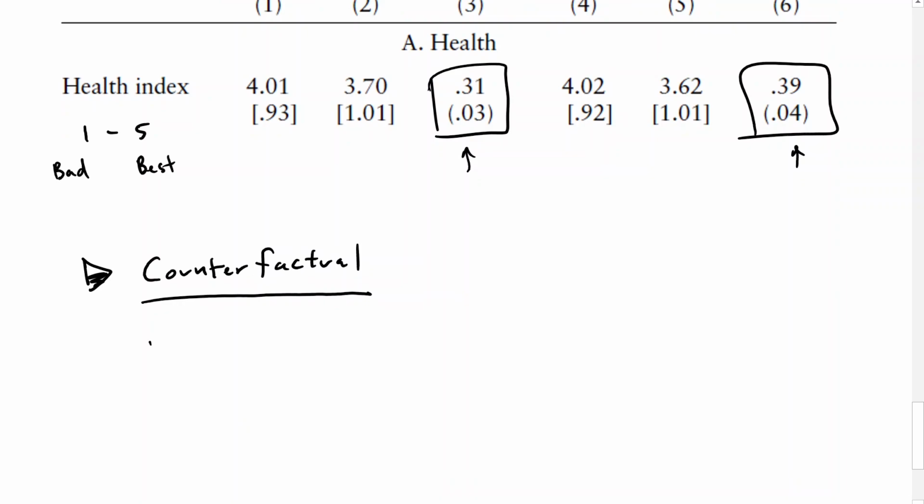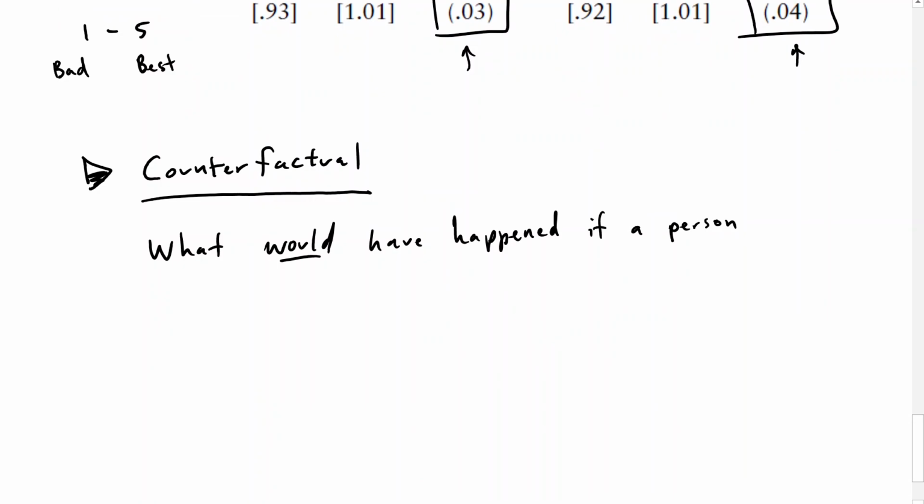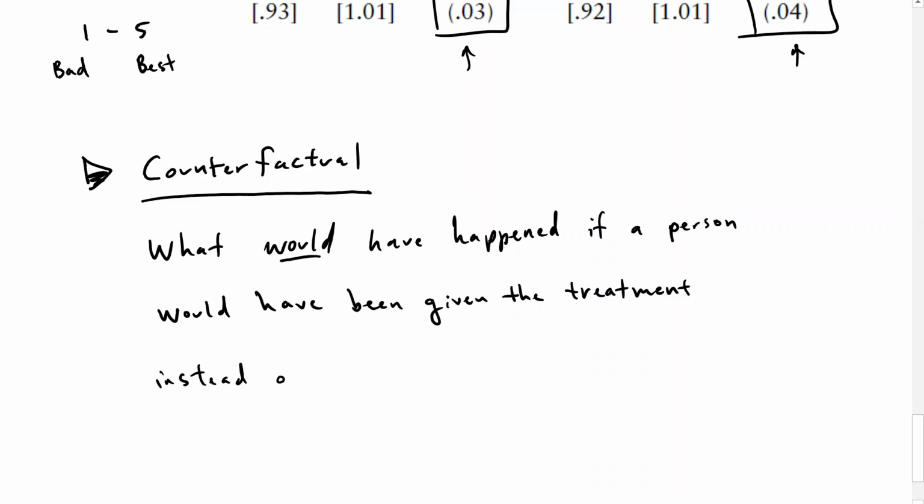The counterfactual is what would have happened if a person, but we could just as easily say a household or a company or a government or any other entity, what would have happened if it had been given the treatment instead of the control?